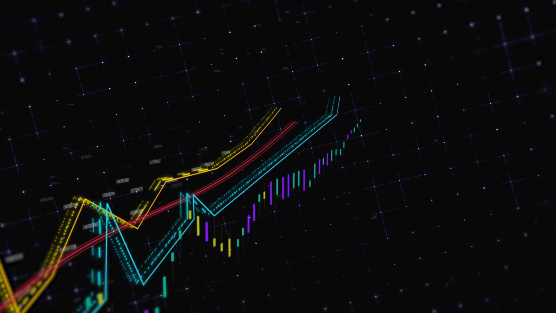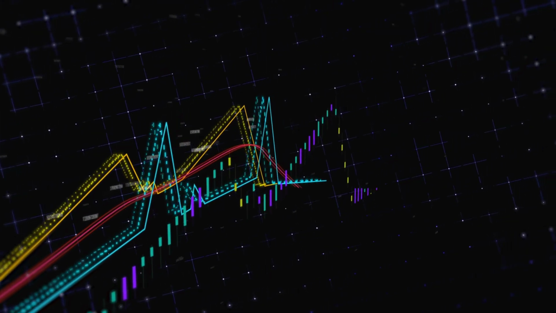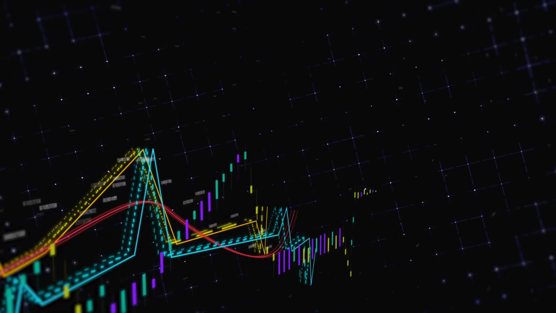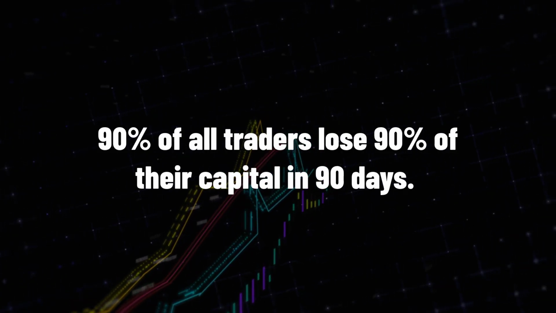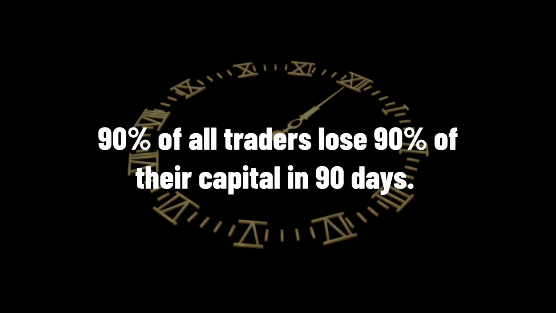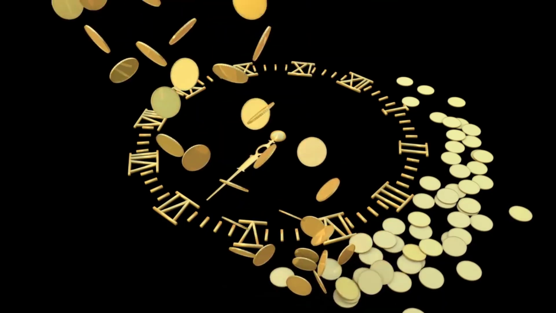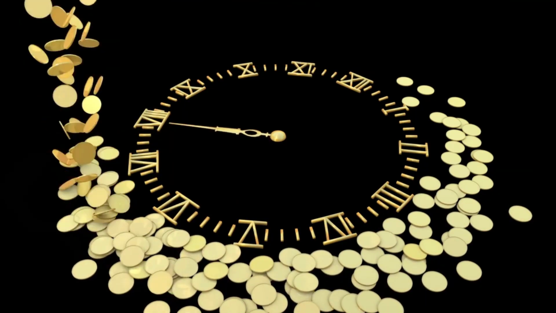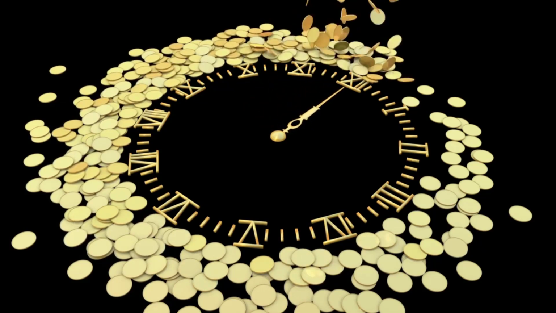If you have any experience trading in the financial market, then you know that more than 90% of all traders lose money in the market. A well-known saying goes like this: 90% of all traders lose 90% of their capital in 90 days. Do you still belong to this 90%? At the beginning, of course, I did. But that changed the moment I started looking at the prices differently and started trading against the crowd.